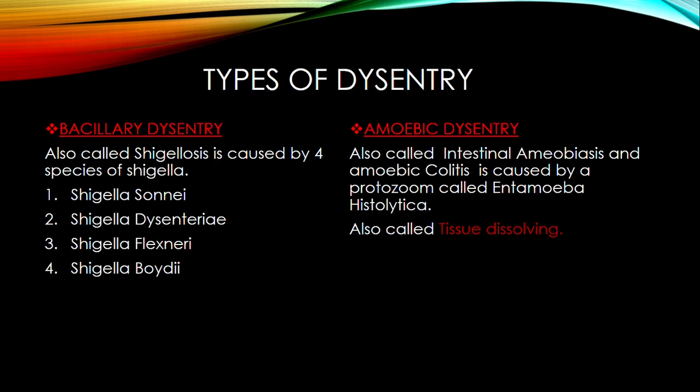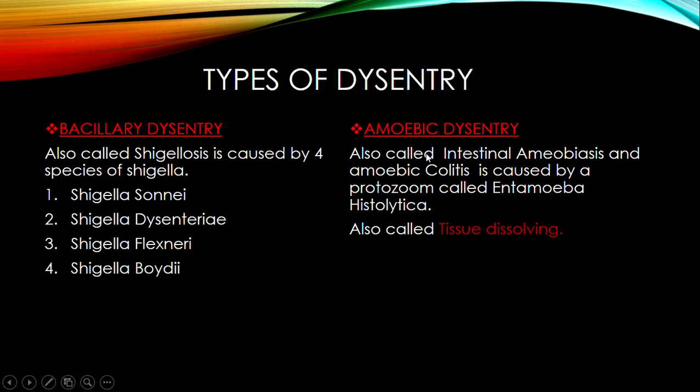Now let's look at the types of dysentery. We have 2 types of dysentery: the bacillary dysentery and the amoebic dysentery. The bacillary dysentery is also called shigellosis. It is caused by the 4 species of Shigella. The first one is Shigella sonnei, the second one is Shigella dysenteriae, then Shigella flexneri, and Shigella boydii. These are the 4 species that cause bacillary dysentery.